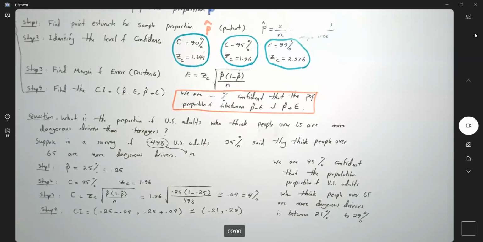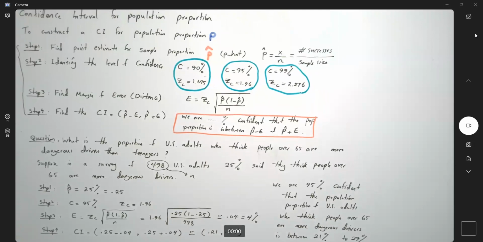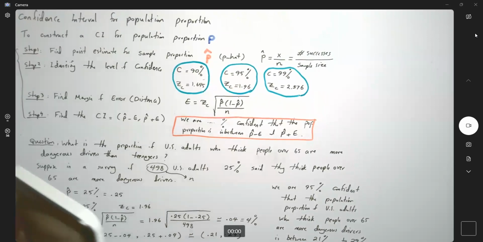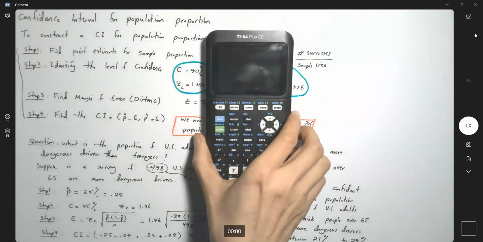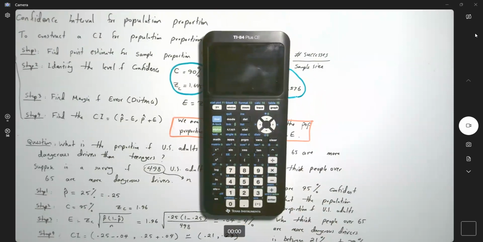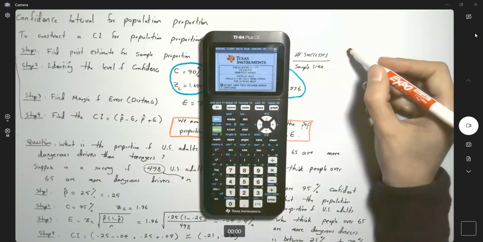I expect you to ask, how do we use the technology to find the confidence interval? How do I use my calculator to get a very accurate confidence interval? So first of all, turn on your calculator. And here are calculator steps.